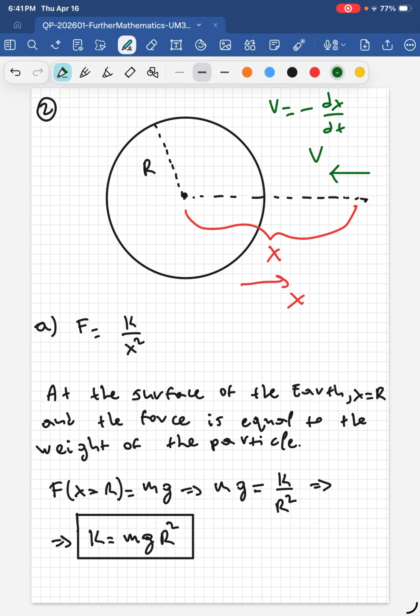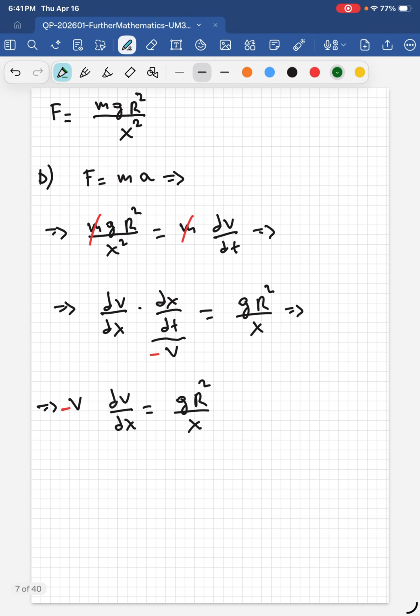I hope this makes sense. If it doesn't, ask me in the comments. So in this step over here, when we write dx over dt, we have to write dx over dt as minus v, okay? So now we will do the following.